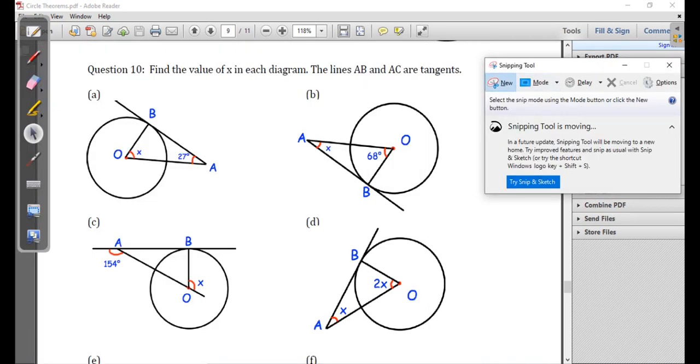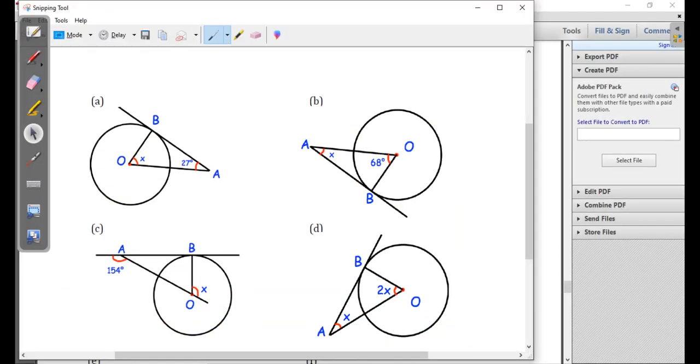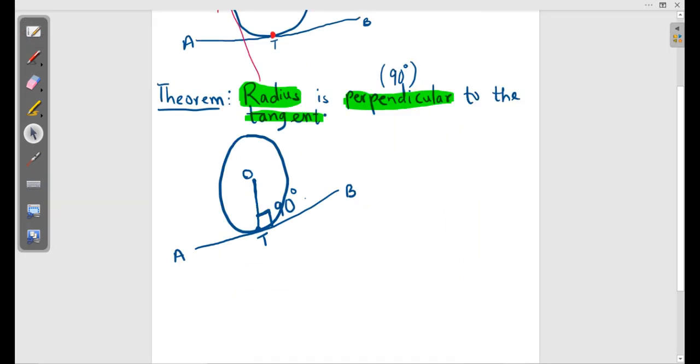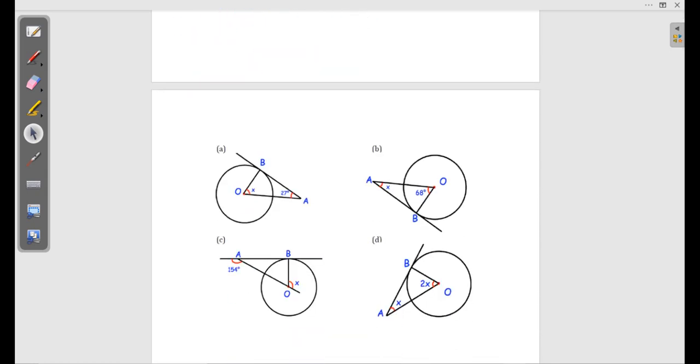One second, please. Okay, so I have these questions. Now you will see how direct it is. Now I have these 4 questions. If you examine this, this is the radius touching the tangent here, so this becomes 90 degrees automatically. So definitely x plus 27 plus 90 equals 180 degrees, which means x plus 117 is equal to 180 degrees, and x equals 63 degrees.